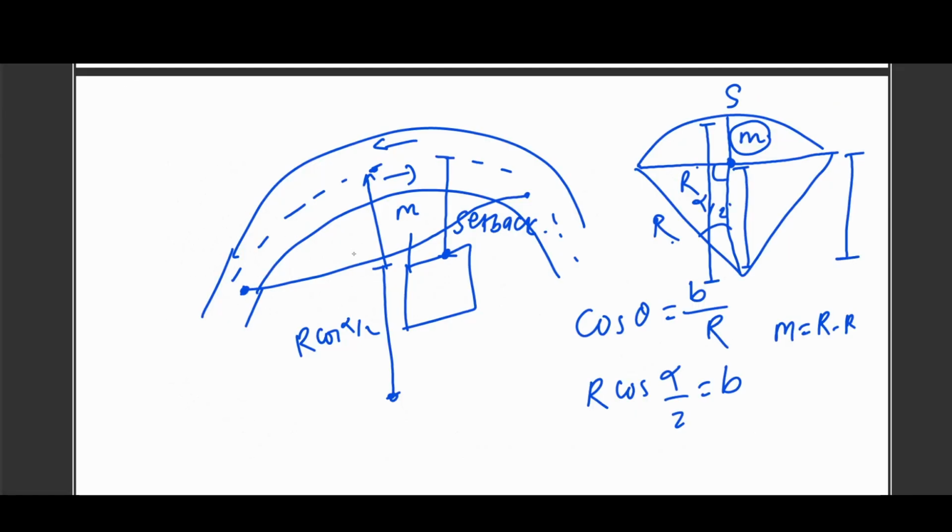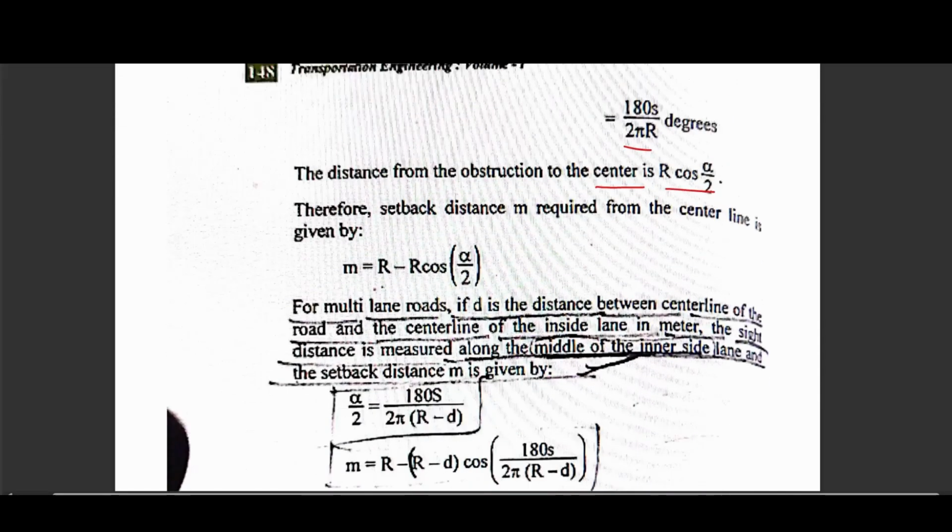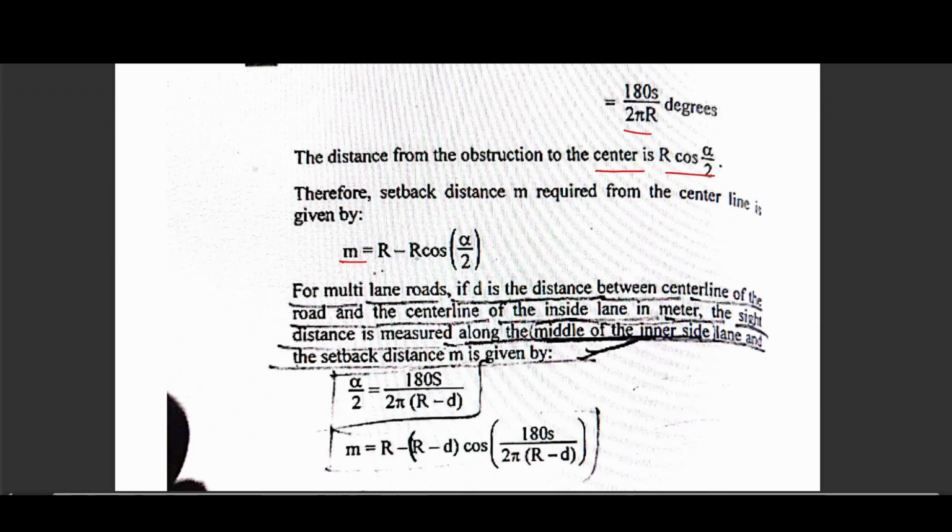For more accuracy, the distance m can also be taken from the center line of the inner lane. For more safety, because obviously in the outer curve the visibility will be good, but in this inner curve the sight distance is more affected. That's why we can take this as a critical case and find the value of m. So the value of m will be R minus R cos alpha by 2.